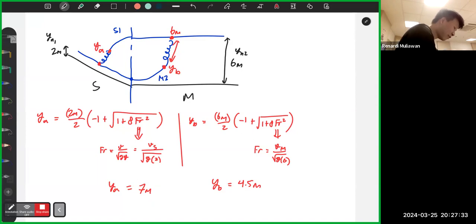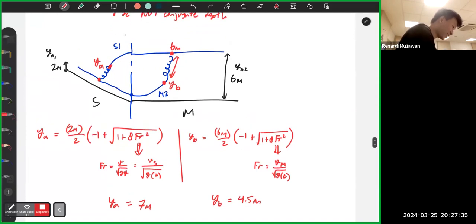So YA, if it's 7 meters, it means it's here. It's not according to the drawing, so this is not the case. I think that's the fake case, quote unquote. So that's how you know which case is actually the real one. Understand? So if you get YB equals 4.5, it means it is the correct one. It is somewhere in between 2 and 6. So for this example, this one is the real case.